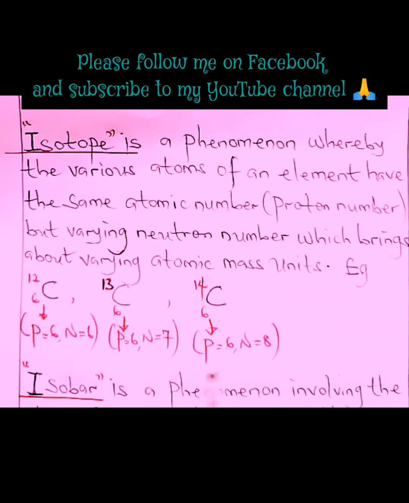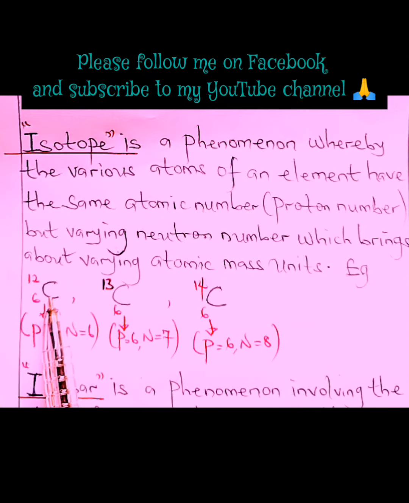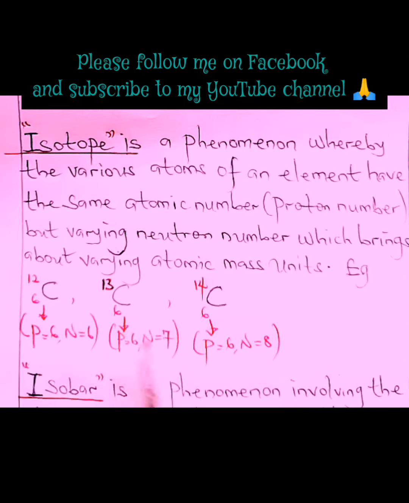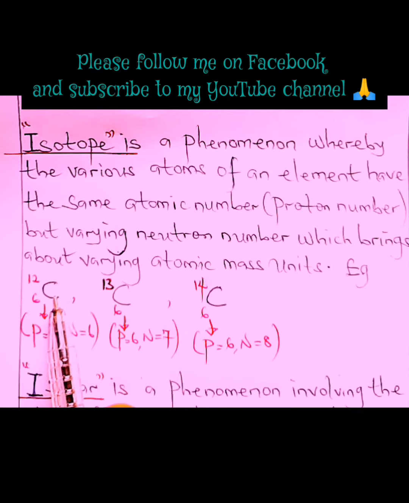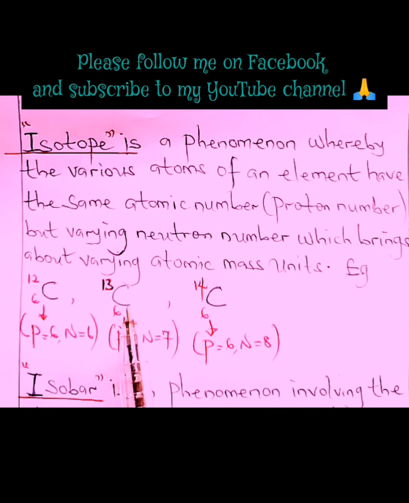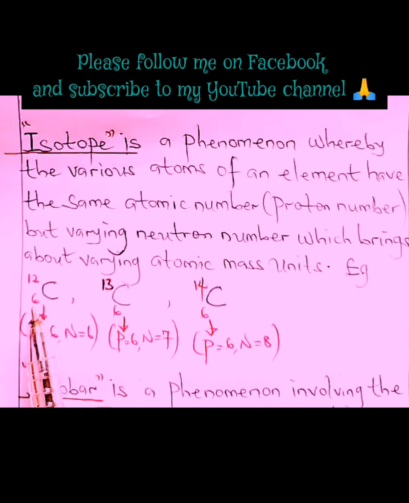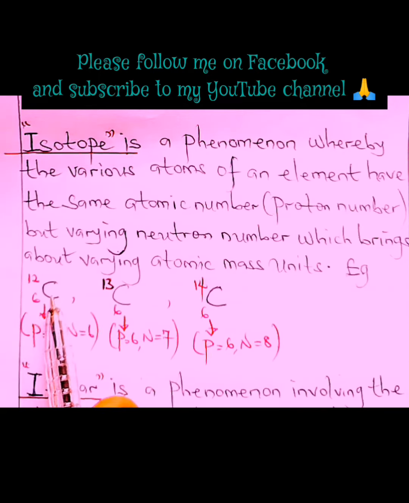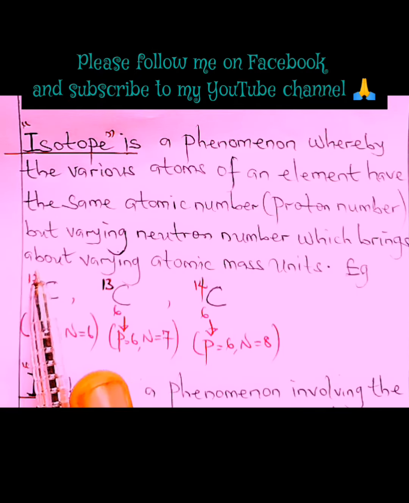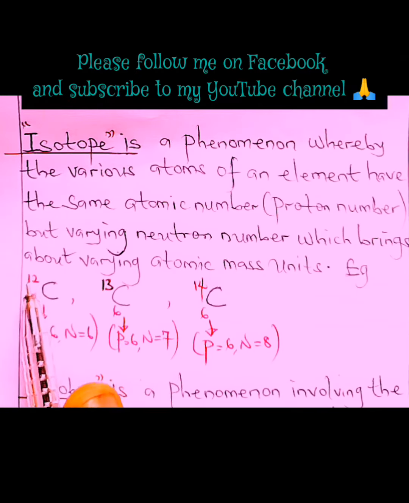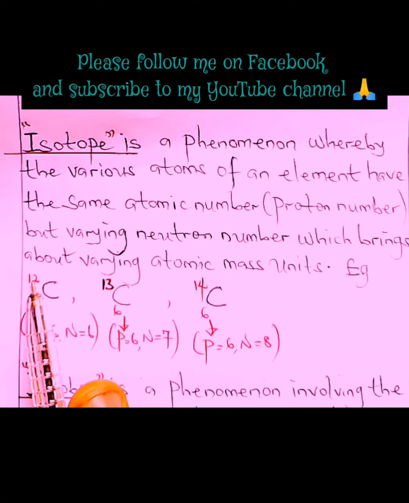Neutron number changes. As you can see, this is a carbon atom, this is another carbon atom, this is another carbon atom. The same element you're talking about. Carbon is a given element, but in this very element called carbon, we have different atomic masses. As you can see, this carbon-12 atom has 12 atomic mass units.